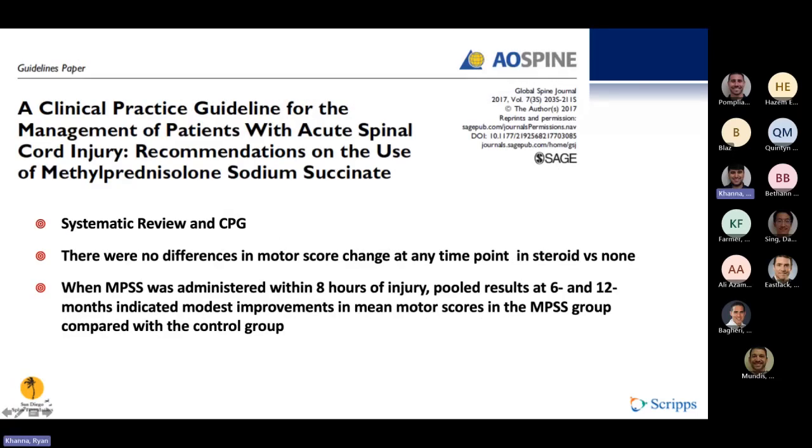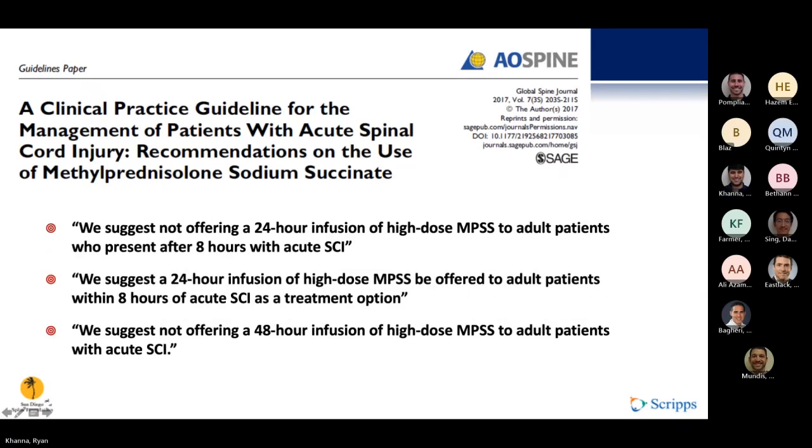In 2017, the AO group looked at all of these guidelines and said that there were no differences in motor score changes at any time point. However, if methylprednisolone was administered within 8 hours of injury, there were modest improvements in the mean motor scores. So talking to friends at other institutions, it sounds like their consensus is that if you are going to use steroids, you've got to use them in young patients who came in with a more recent injury, versus there not being much of a role in a delayed spinal cord injury.